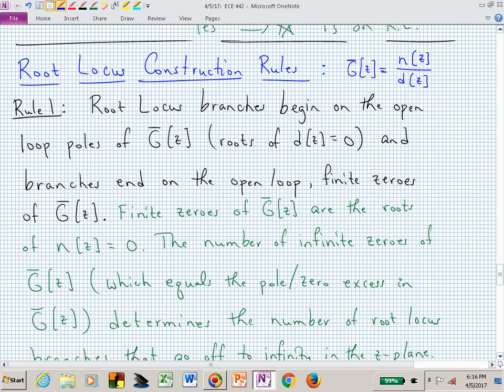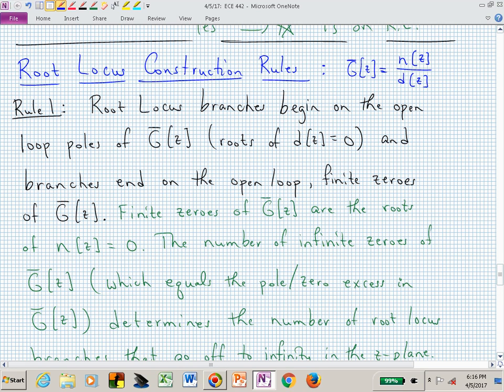So rule number 1, root locus construction rules for n of z and d of z. The root locus branches start at where? The open loop poles, and they end at the open loop zeros, finite zeros, and if we have zeros at infinity, how many zeros at infinity do we have? Equal to the pole zero excess. We'll have that many branches going off to infinity.